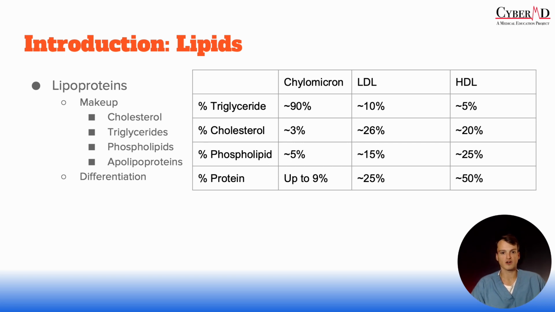So lipoproteins are complex particles composed of various lipid molecules as well as proteins. Let's break down the primary components, which are cholesterol, triglycerides, phospholipids, and apolipoproteins. The most important thing to gather from this slide is that the varying ratios of these components is what primarily constitutes the difference between chylomicrons, VLDLs, IDLs, and HDLs.